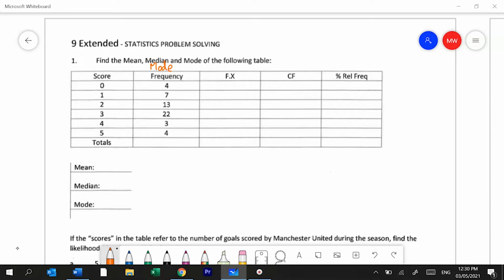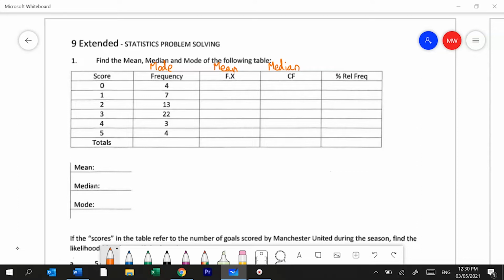The fx, or the frequency times score column, helps us to work out the mean, or the average. And the cumulative frequency, or CF, column helps us later to work out the median. We use the percent relative frequency column to help us make predictions later on.